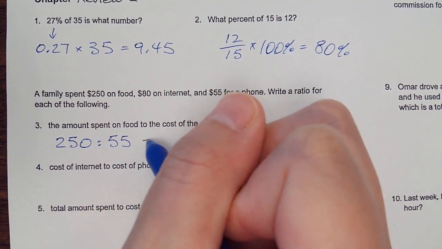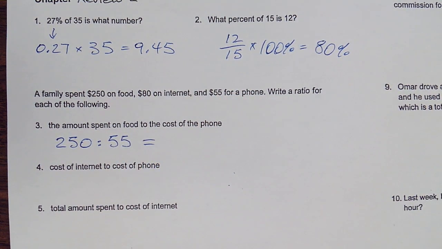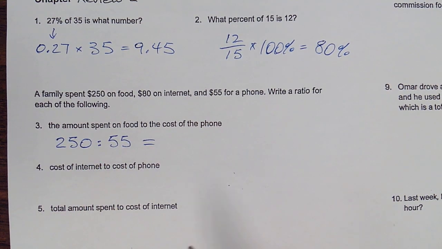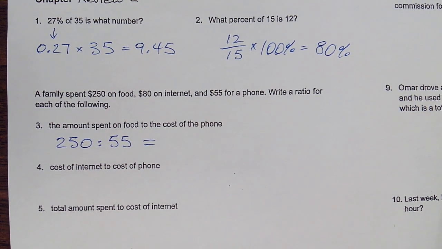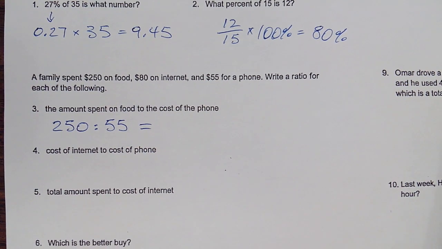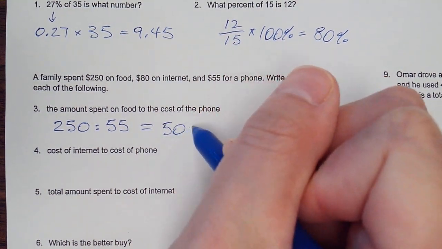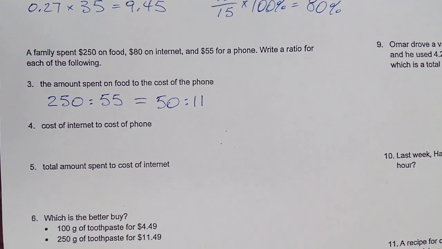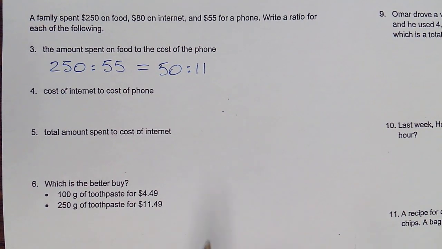Perfect. And I do have to reduce this. What's common in 250 and 55? What number is common in them? Yep, 5. Good. So 250 divided by 5, I get 50. And 55 divided by 5, I get 11. So the ratio for this, 50 to 11.